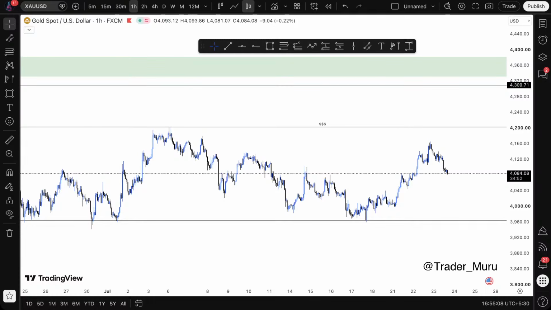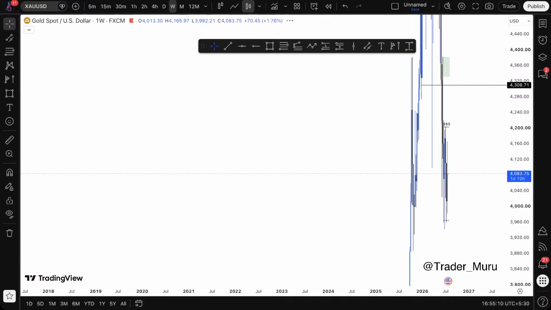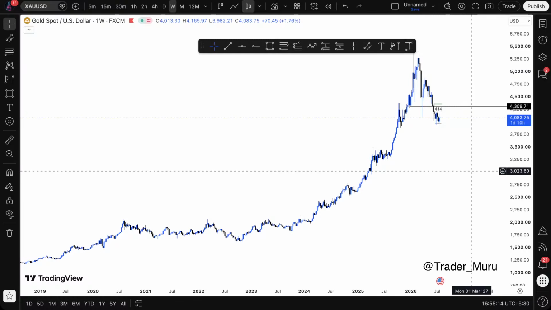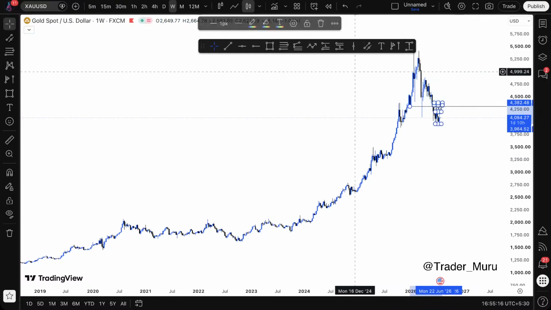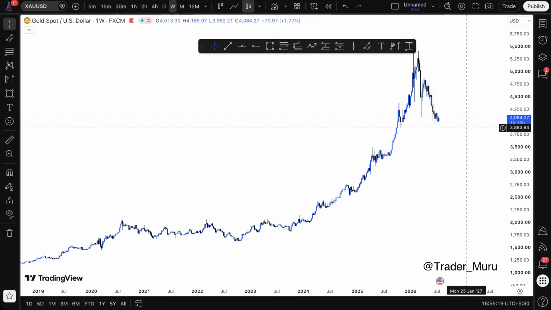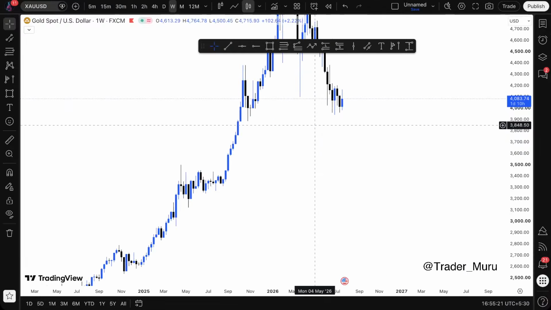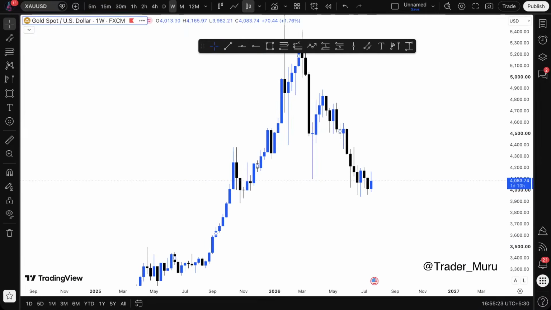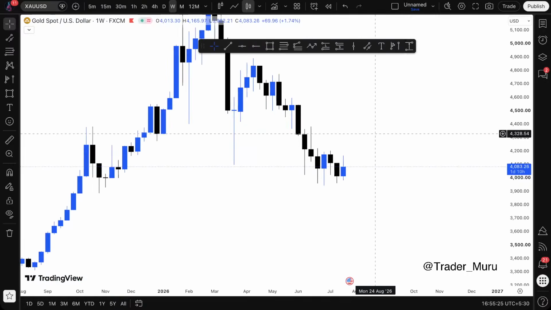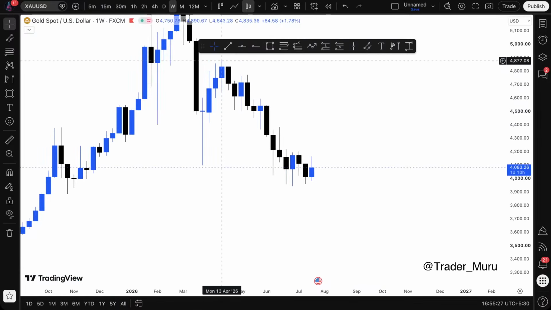So today I want to share a brief overview about the current gold structure, and it is far more complicated right now than it looks. So if I show you this one, first of all, focus on this area.